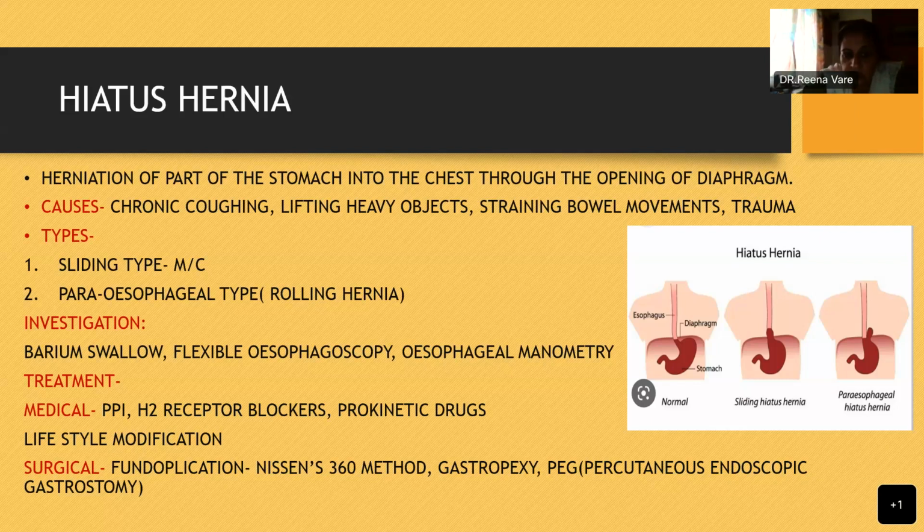Now, surgical treatment is in the form of fundoplication, that is Nissen's 360-degree method, usually done by general surgeons, not in the range of ENT surgeons. Usually, we are not doing it. A gastropexy or a PEG, that is a percutaneous endoscopic gastrostomy.